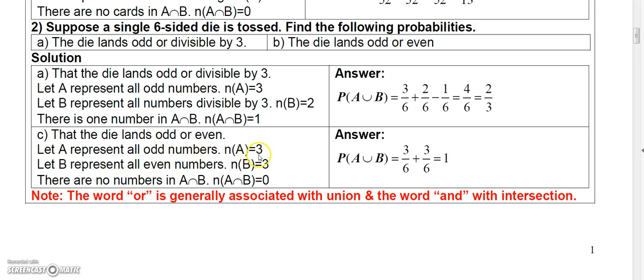There are 3 ways that it can land odd, there are 3 ways it can land even, and there are no ways that it can land both. So since the intersection is empty, I can just say the probability of A union B is 3 out of 6 plus 3 out of 6, which equals 1.